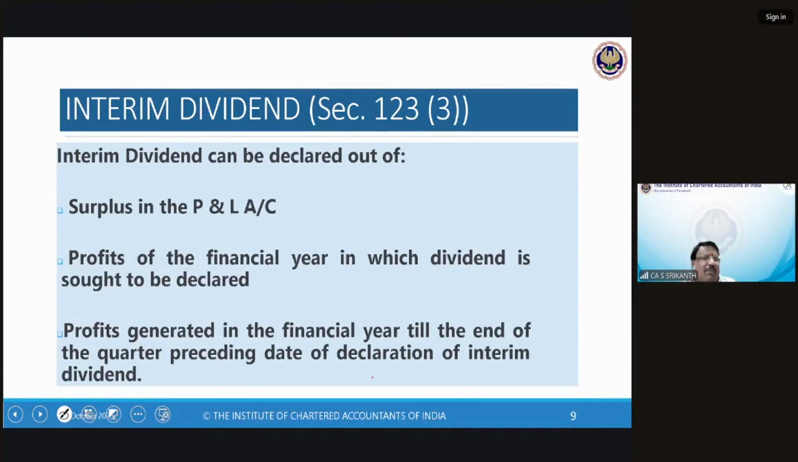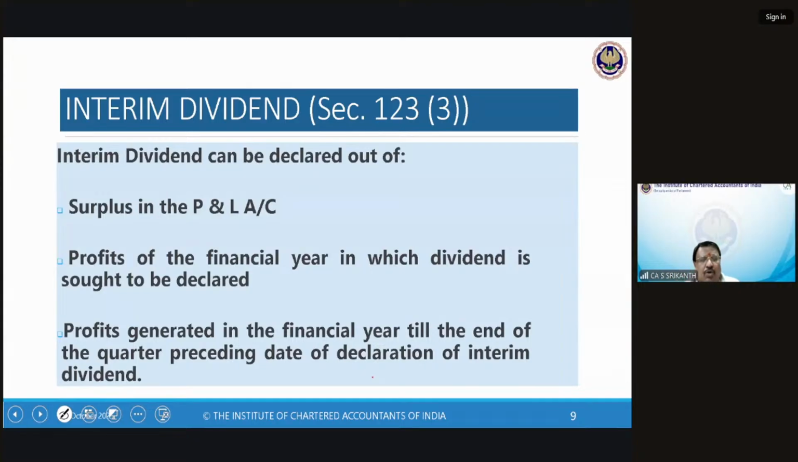That's why normally they'll finish all that, and they'll take from 1st April to 30th September of that year, and only then they'll declare. So, profits of the financial year in which the dividend is sought to be declared. And that is why normally interim dividend, they will not push beyond March.